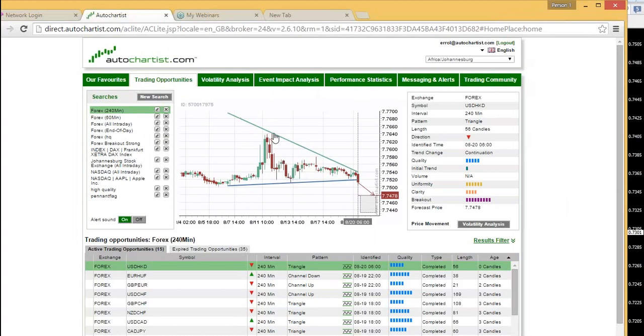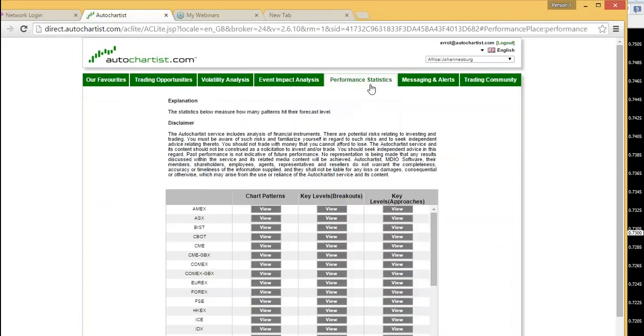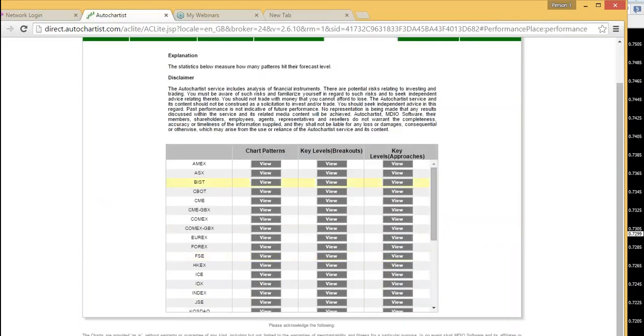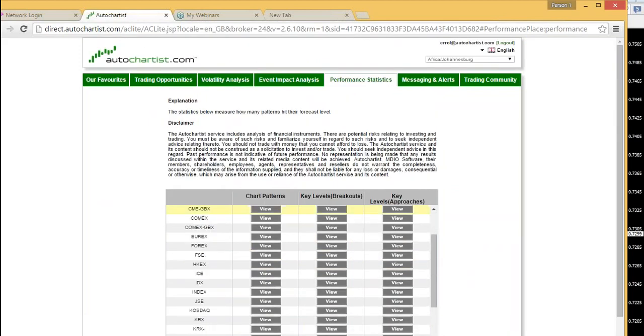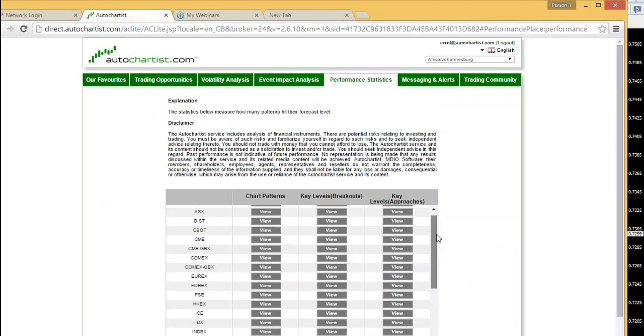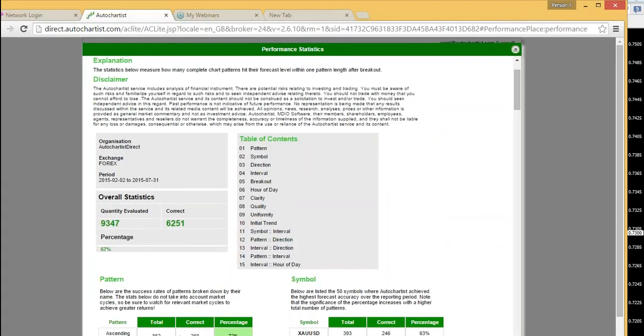So sometimes your broker has different products to what we have here, but it's generally the same. And as you can see, the tabs, you've got our favorites, trading opportunities, etc. And you can see here we have performance statistics. And we have a whole bunch of performance statistics here. And this is based on 6 months of statistics. I'm going to go into this a little bit further, but it's updated every now and then.